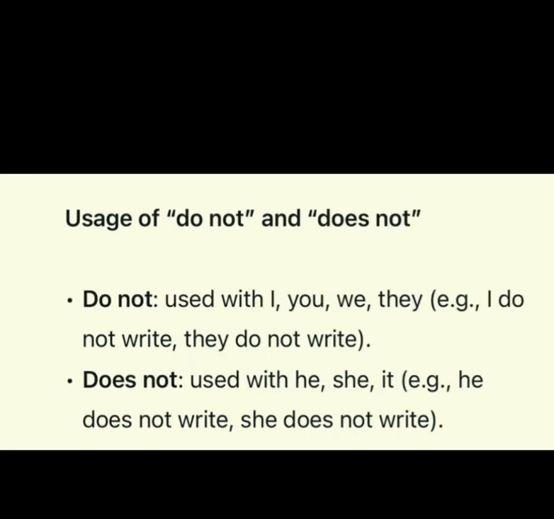Now let's move on and have a look at the use of do not and does not. Do not is used with I, we, they, you. Okay, and does not is used with third person singular. This is it with present indefinite tense.